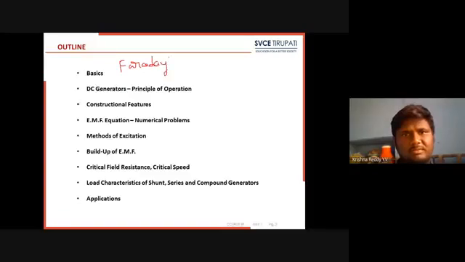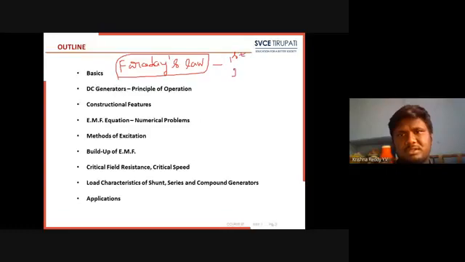Faraday's law, because both generator and motor work on the principle of Faraday's law of electromagnetic induction. We have two types of laws, Faraday's first law and Faraday's second law. We need to know what Faraday's first law and second law are, and also we need to know about Lenz's law.